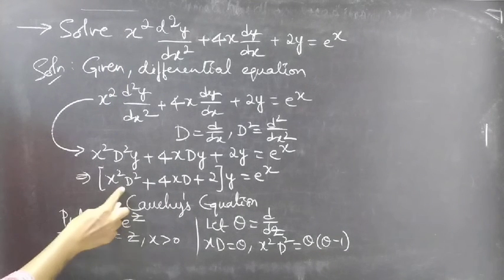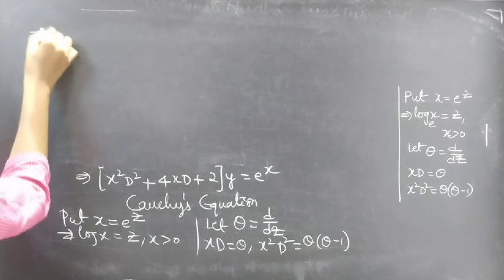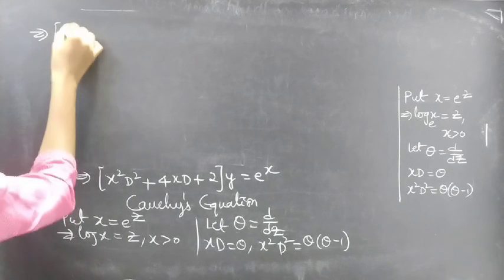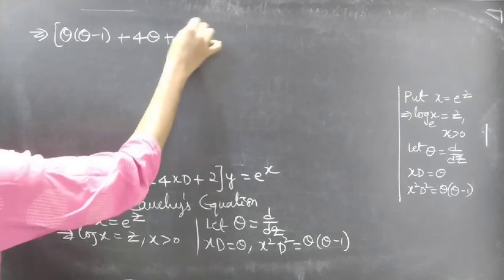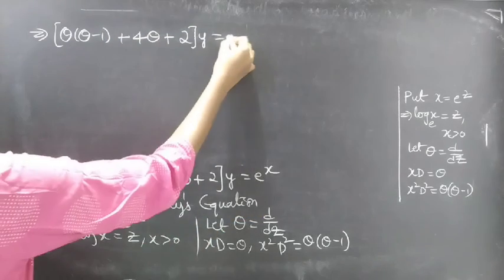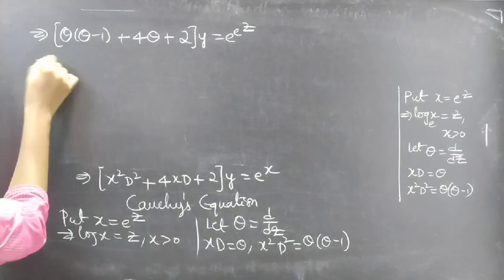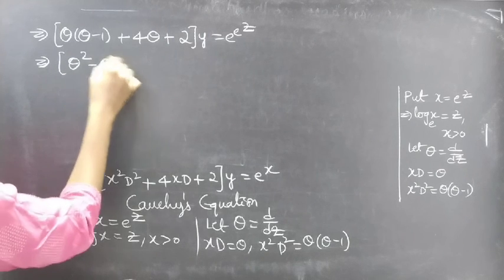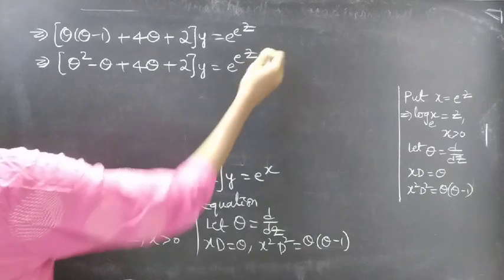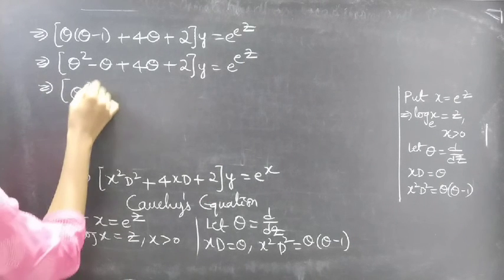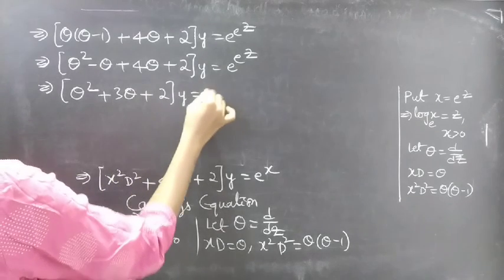Now Cauchy's equation becomes, replace x square d square by theta of theta minus 1 plus 4 into replace xd by theta plus 2 into y equal to e, replace x by e power z. Okay, then theta into theta, theta square minus theta plus 4 theta plus 2 into y equal to e power z. Then theta square minus theta plus 4 theta is theta square plus 3 theta plus 2 into y equal to e power z.